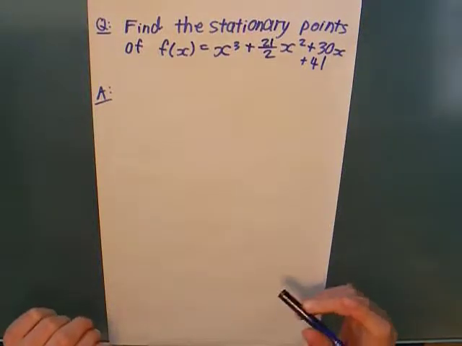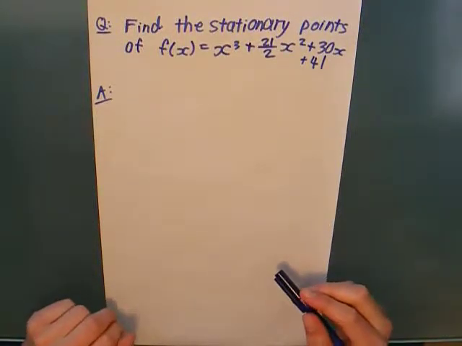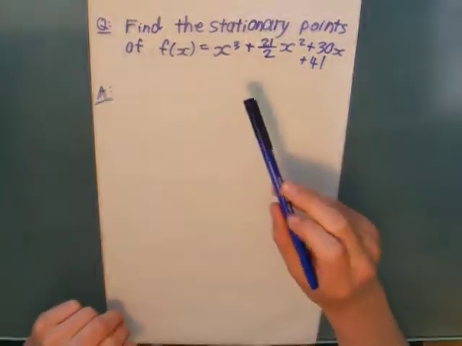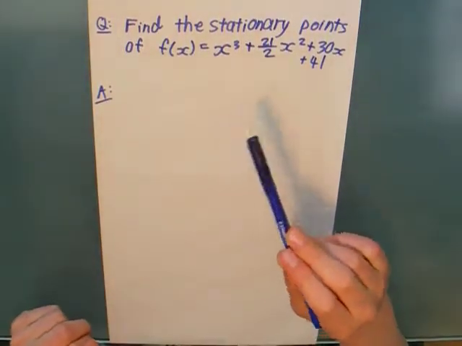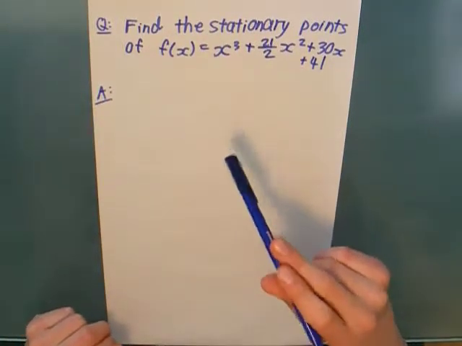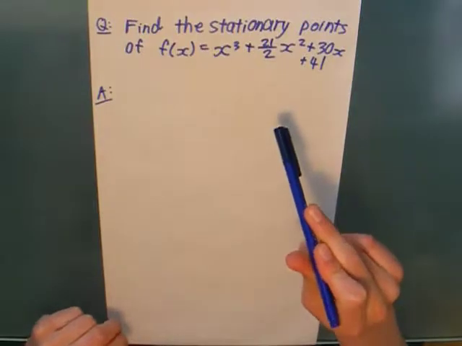So in this video I'm going to be teaching you how to find the stationary points of a function. If you look here you can see I've got a function. It has to find the stationary points. These are the points where the derivative is 0. So obviously to start you have to find the derivative.